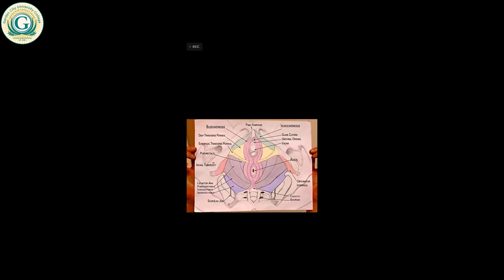Once it originates from there, it will pass downwards and then go inward. Then it will be inserted into the lower part of the sacrum and the upper part of the coccyx, but the greater part is inserted into the coccyx. Hence the name ischiococcygeal muscles or ischiococcygeus.